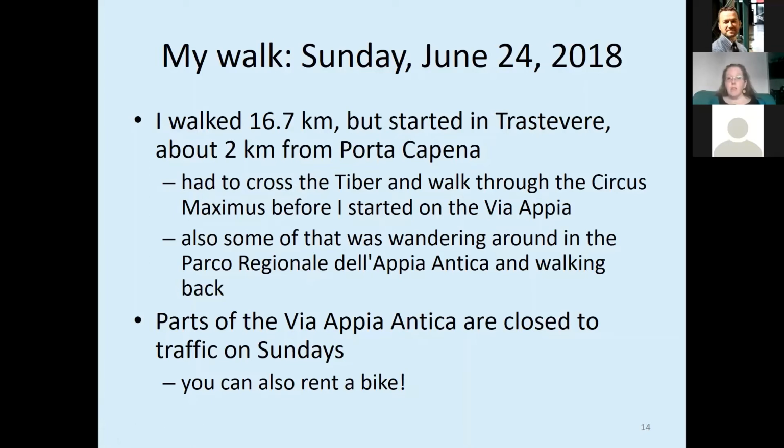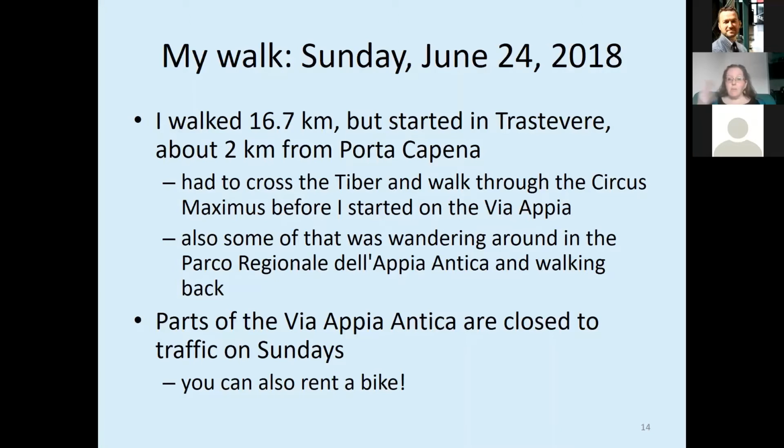All right, so for the walk on the Via Appia, this was on Sunday, June 24th, 2018. And I had devoted the whole day, and I had packed a lunch, and I knew that my plan was simply to start at my Airbnb in Trastevere and walk until I got tired of walking. I ended up walking 16.7 kilometers, which I thought was pretty good for a hot day in June in Italy. I was very excited about this walk because I knew that it would take me out into parts of Rome that I had visited before, but that it would also take me through areas I had not visited before.